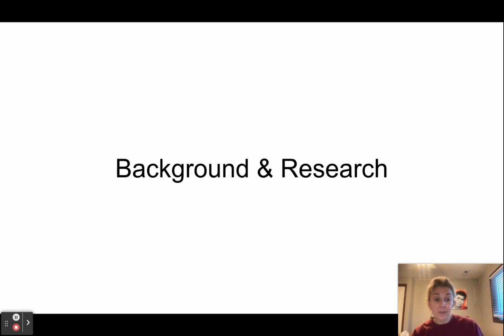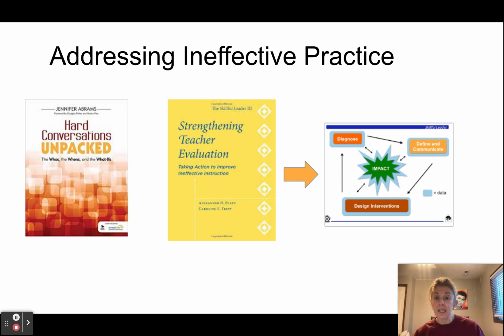So, the background and research this week that you're going to engage in comes primarily from two resources. And again, these are complete texts and books, and I don't expect you to read these. But as you move forward in your career, these could be two resources that you might want to use to deepen or develop your skills further. But for our purposes this week, I'm going to provide you some slide decks that summarize the key points from these two pieces. So the first is Hard Conversations Unpacked.